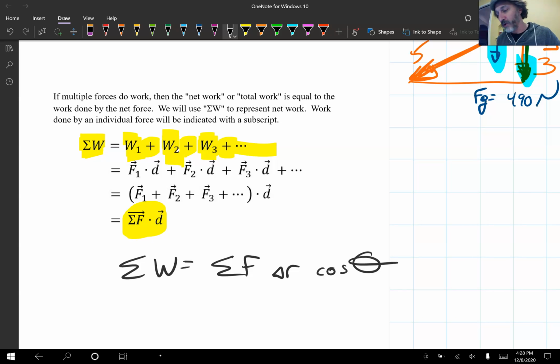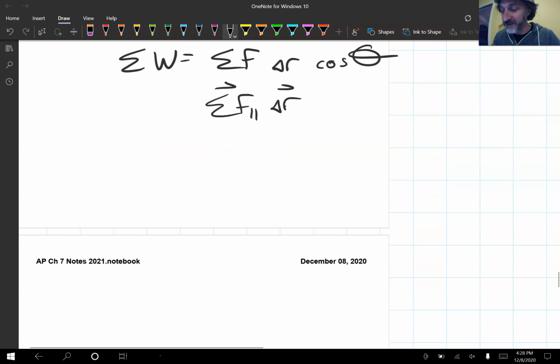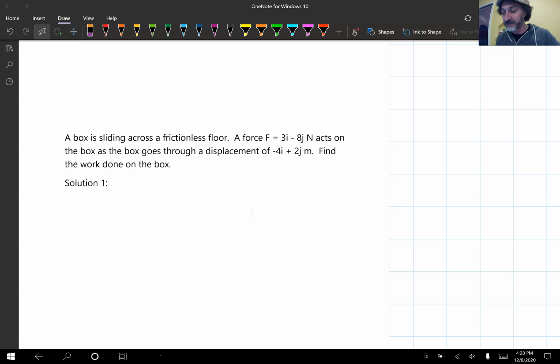Or you can find the parallel component of your net force times your displacement. You do it the same way, but just with your net force. Now, it turns out there is a fourth way to calculate work. And that's what this last example is going to show us.